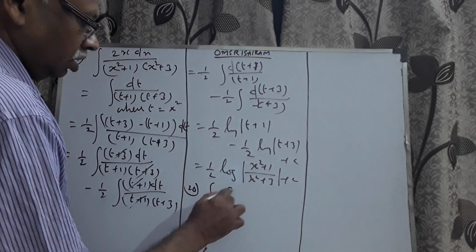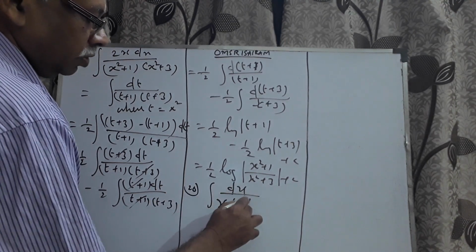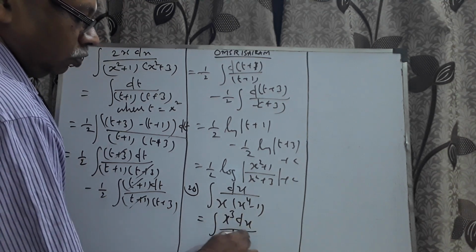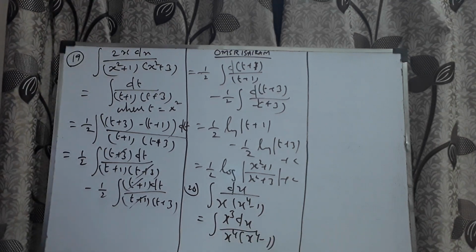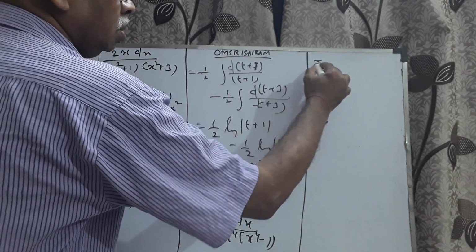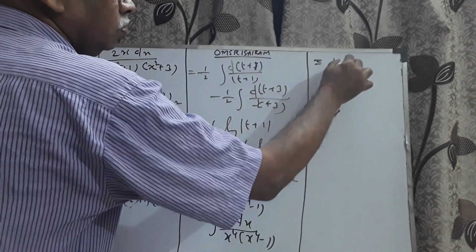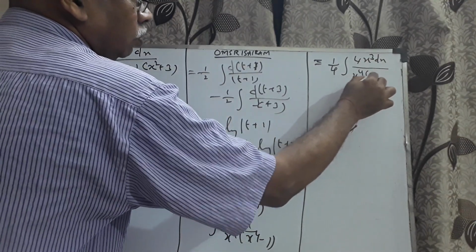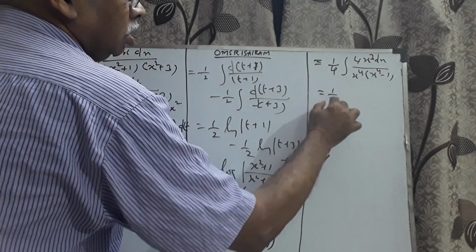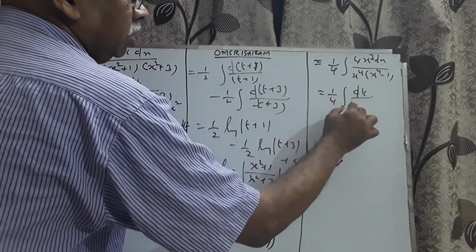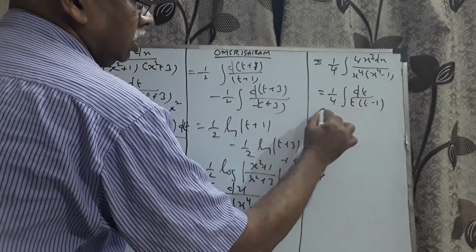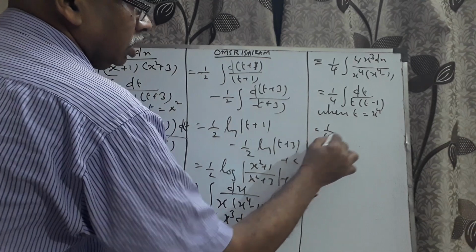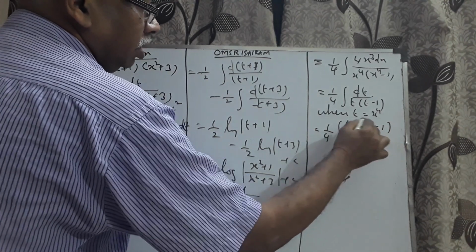Next one, integral dx by x into x power 4 minus 1. Just multiply and divide by x cube here, x power 4 into x power 4 minus 1. Here I mean to say derivative of x power 4 is 4x cube, therefore multiply and divide by 4 in the next step. Divide by x power 4 into x power 4 minus 1. This can be written as dt by t into t minus 1, where my t is x power 4. Therefore, I can write the numerator as t minus 1.